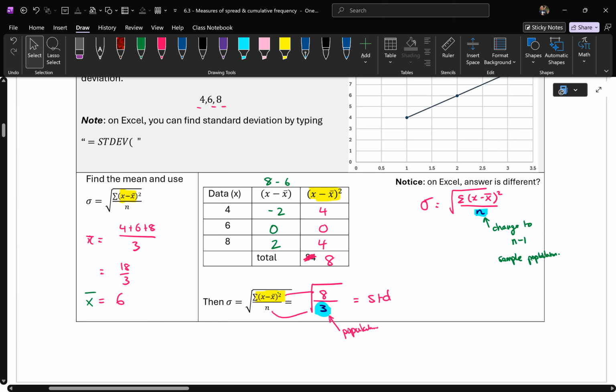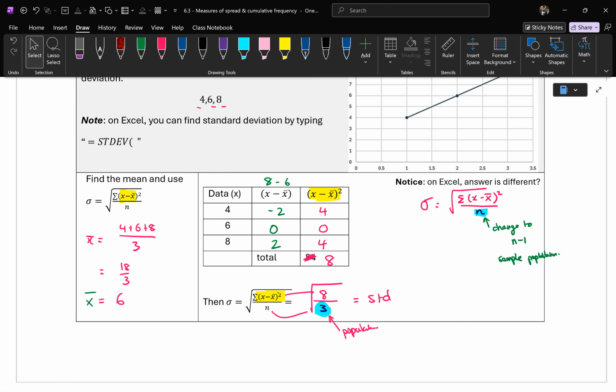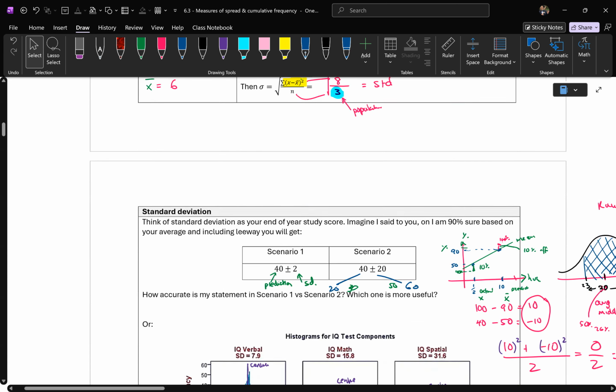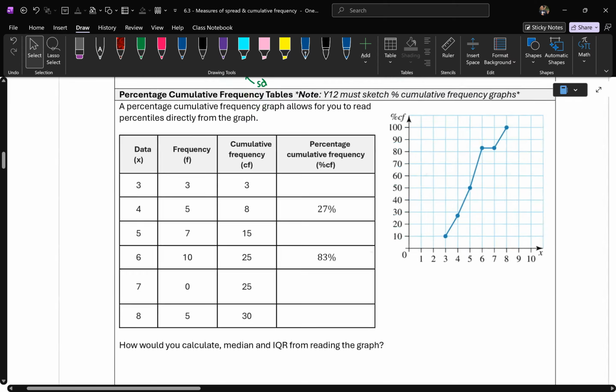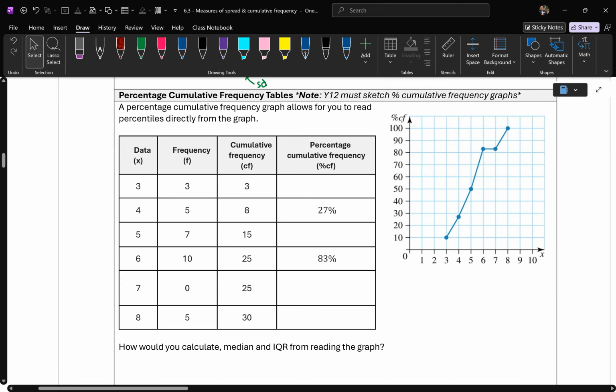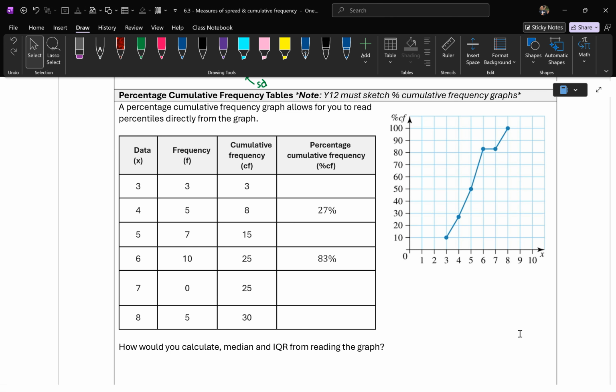For now, year 11s, you can continue on with the exercise I've chosen for you. For year 12s, here's the last one. I want you to look at this graph. At your end of year, you do need to know how to do this one. Here we go: percentage cumulative frequency table. I filled out most of the data for you, but I wanted to know if you know how to find percentages and if you know how to read that graph.